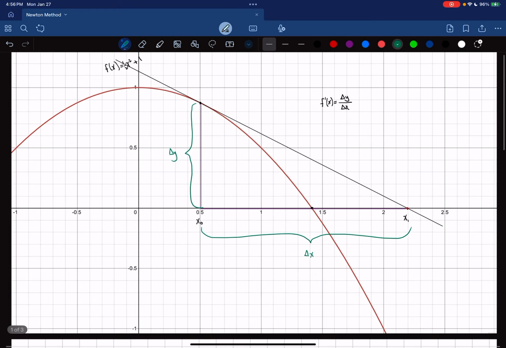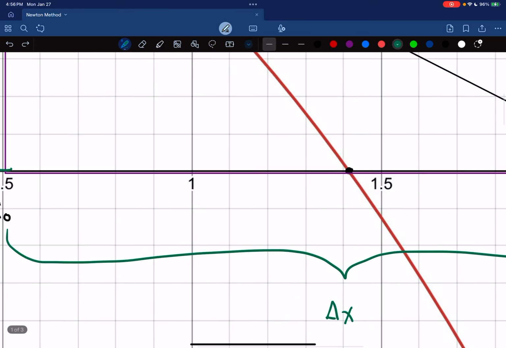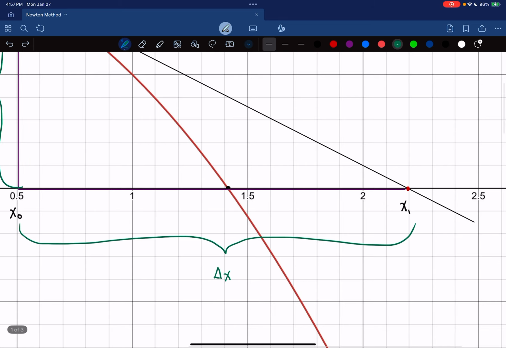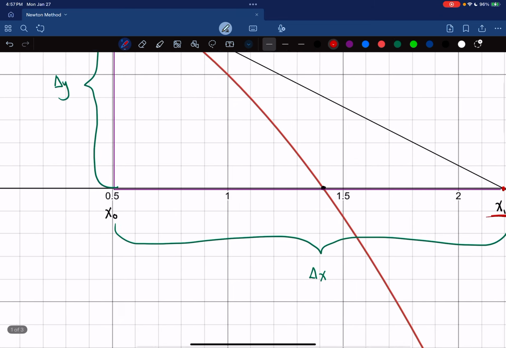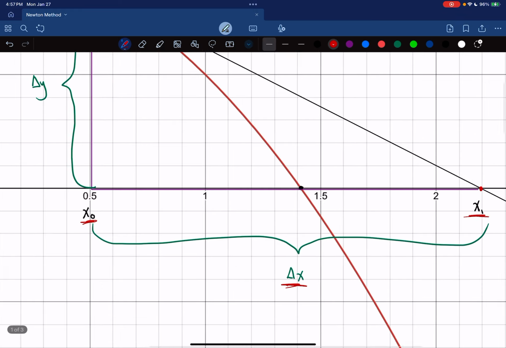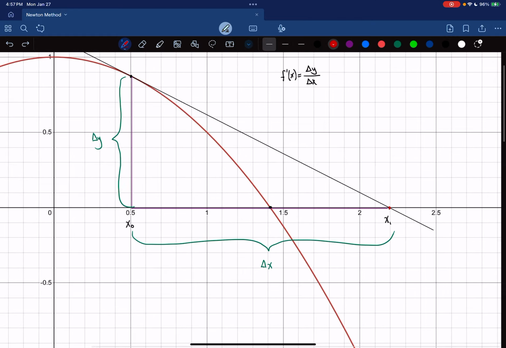Now what I want to know is where my x1 is. In order for me to find x1, I can simply do... wait, what is this line that just... oh, never mind. Oops, I got tripped out. But in order to find this x1, what I could do is x0 plus the change in x gives me x1. So let's do that.